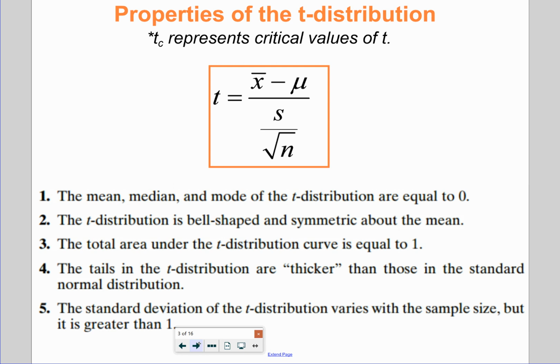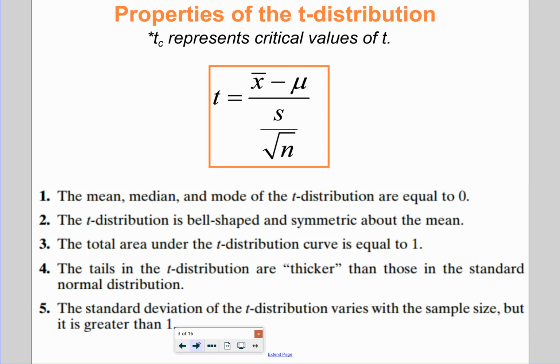Number 4 is where it starts to look a little different. The tails of the curve are thicker, which means that on the ends of your bell curve, it's going to be higher up off of your axes. It's not going to be quite as obvious as an asymptote. It's going to be a little thicker on either end, which tells us that we're going to have more data in the ends of our distribution than we saw with our standard normal table.